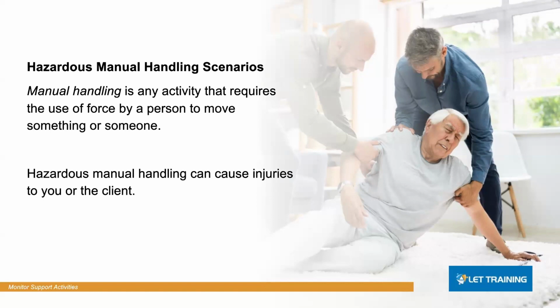Hazardous manual handling refers to handling that has characteristics such as repetitive or sustained use of force, sustained awkward position, repetitive movement, application of extreme force, manual handling loads that are unstable or difficult to grasp and hold, and manual handling of live people or animals. Hazardous manual handling can cause injuries to you or the client, such as sprains and strains, back injuries, soft tissue injuries to wrists, arms, shoulders, neck, or legs, hernias, and chronic pain.